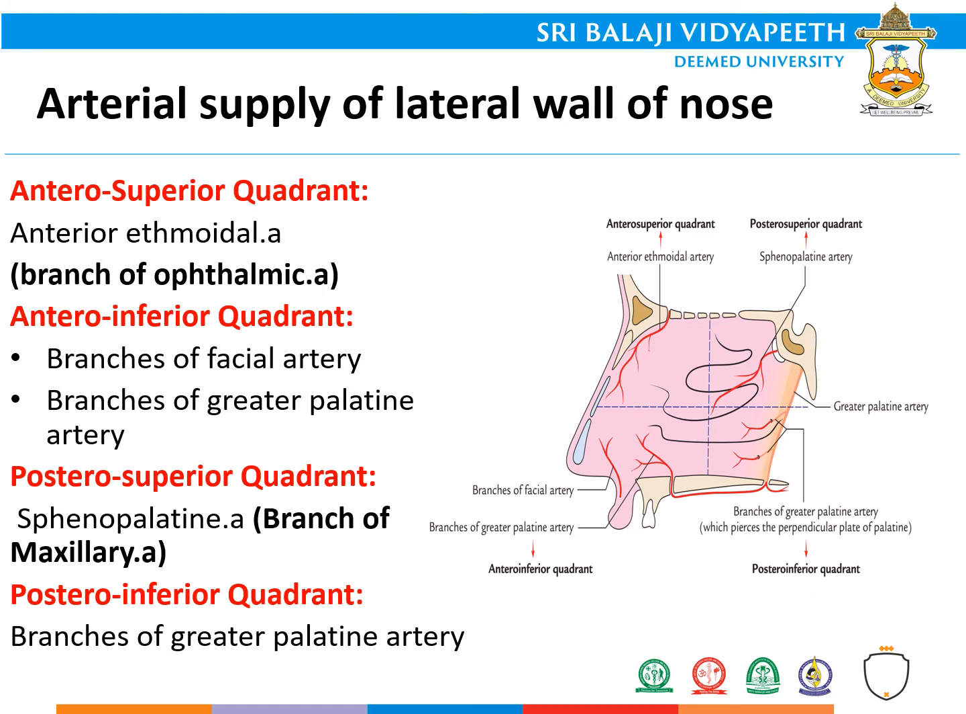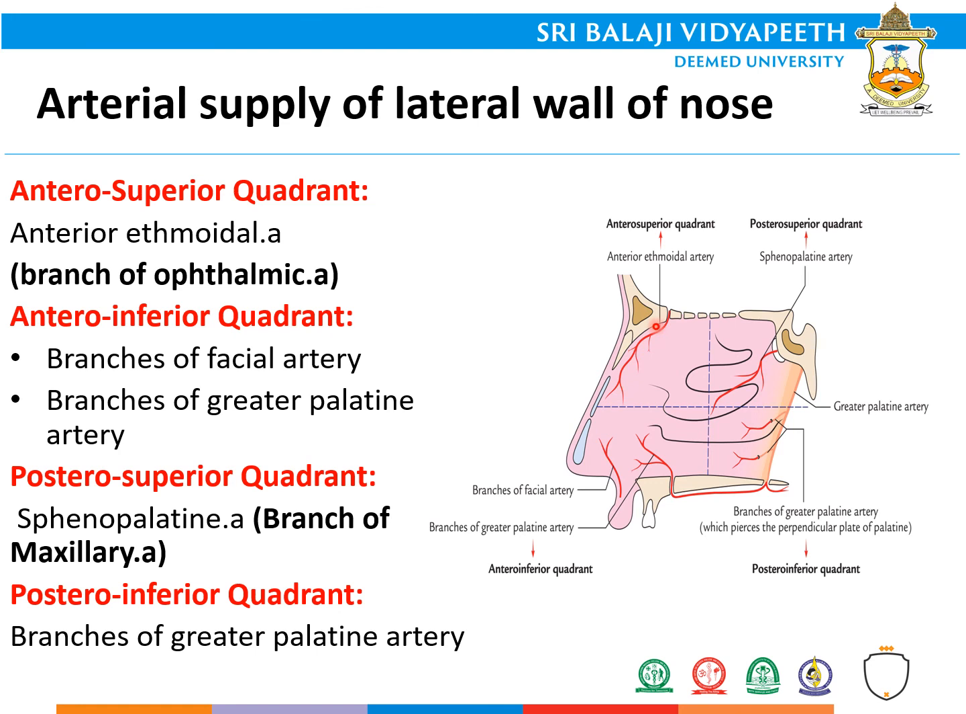And then coming to the arterial supply of the lateral wall of the nose. For the arterial supply of the lateral wall of the nose, you divide the lateral wall of the nose into four quadrants, right? This is the antero-superior quadrant, this is the antero-inferior quadrant, this is the postero-superior quadrant, and this is the postero-inferior quadrant. And you need to know which artery supplies which quadrant of the lateral wall of the nose.